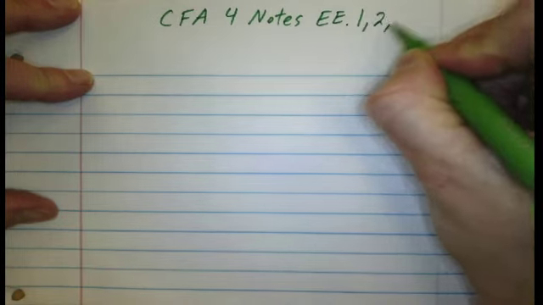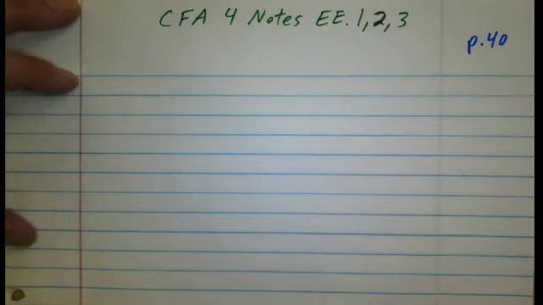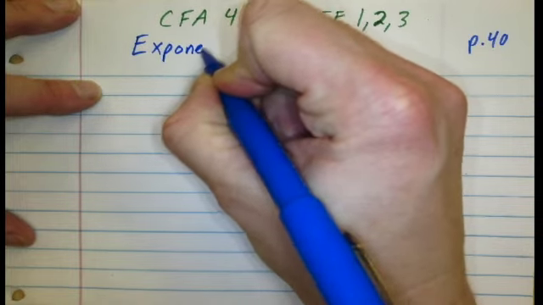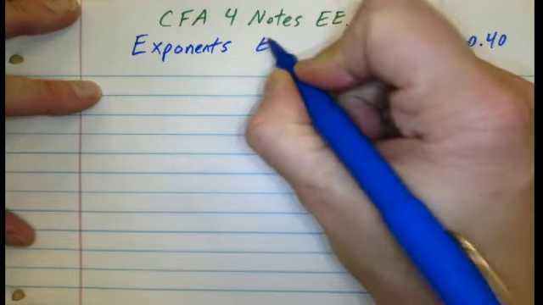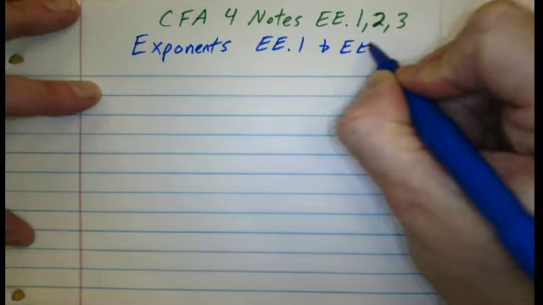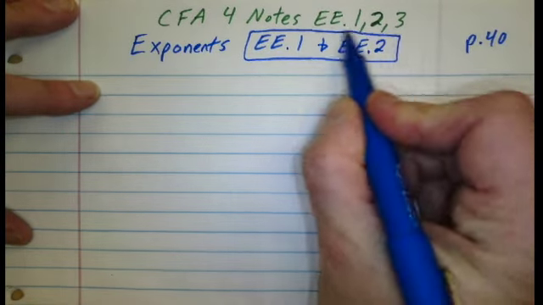These are our notes, and this is going to be EE1, 2, and 3. So there are 3 standards on this test. Today we're going to be taking notes on exponents. This kind of goes along with standard EE1 and EE2. So we're getting a little bit of both standards today when we're dealing with exponents.